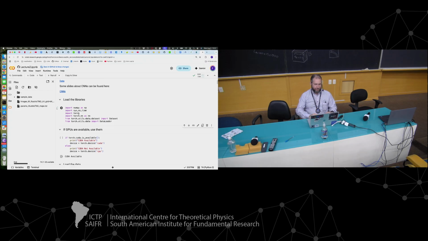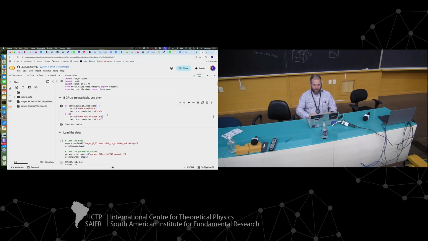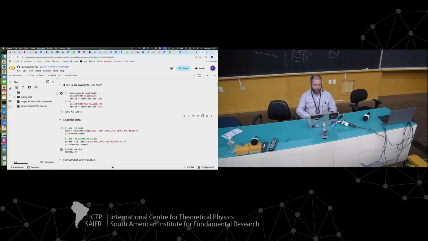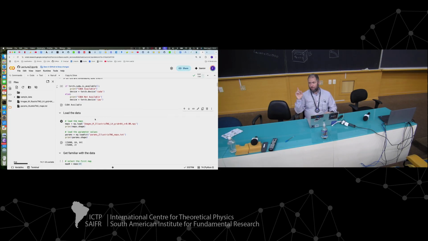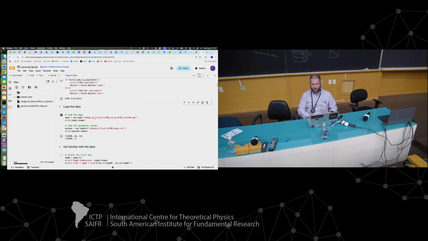Basically, we load PyTorch. This is just to check if there are GPUs, and we say that CUDA is available, so we have GPUs. If you run the notebook using CPUs, you will really see why we need GPUs, right? It's going to be way much slower.